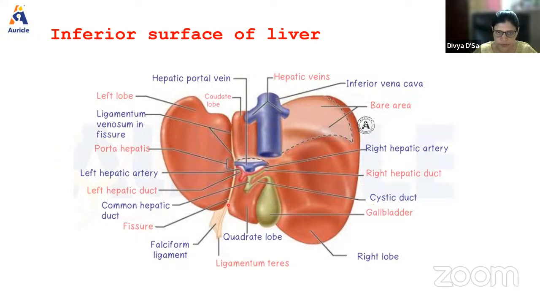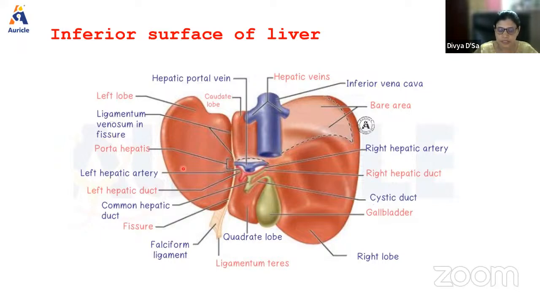Most of this inferior surface is covered with peritoneum except for three areas: the fissure for the ligamentum venosum, the fissure for the ligamentum teres, the porta hepatis, and the fossa for the gallbladder. Here is the fissure for the ligamentum teres, the fossa for the gallbladder, as well as the porta hepatis. In this region, we don't see the peritoneum. All the rest of the surfaces are covered by the peritoneum.